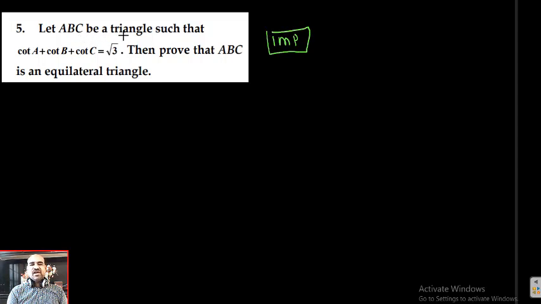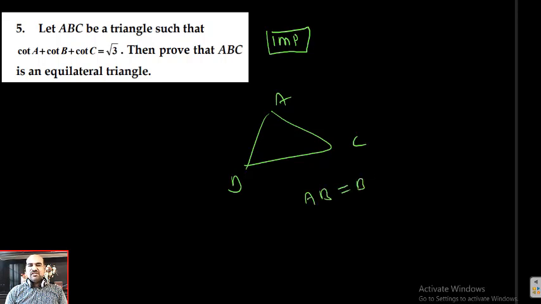Let ABC be a triangle such that cot A plus cot B plus cot C equals root 3. Then prove that the triangle is an equilateral triangle. A triangle ABC is said to be equilateral if all the sides are equal in length or all the angles are equal in magnitude.